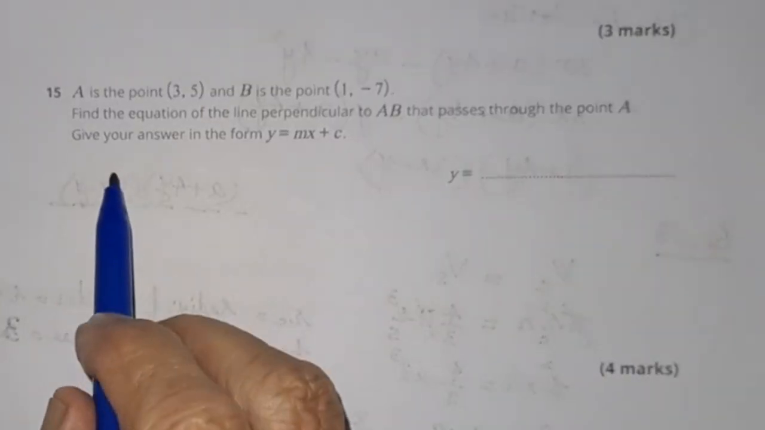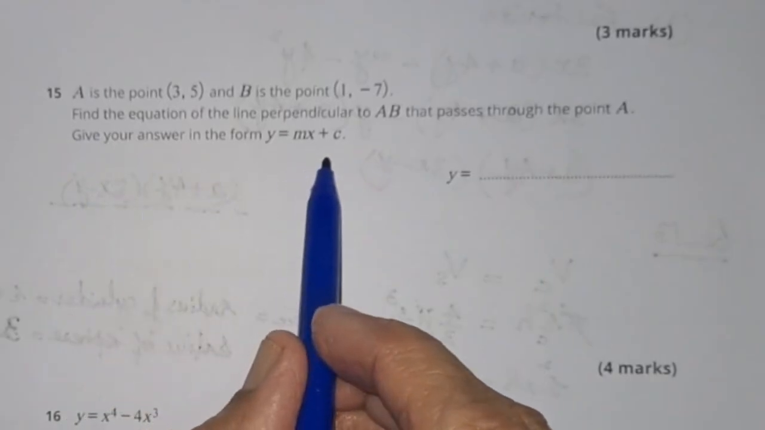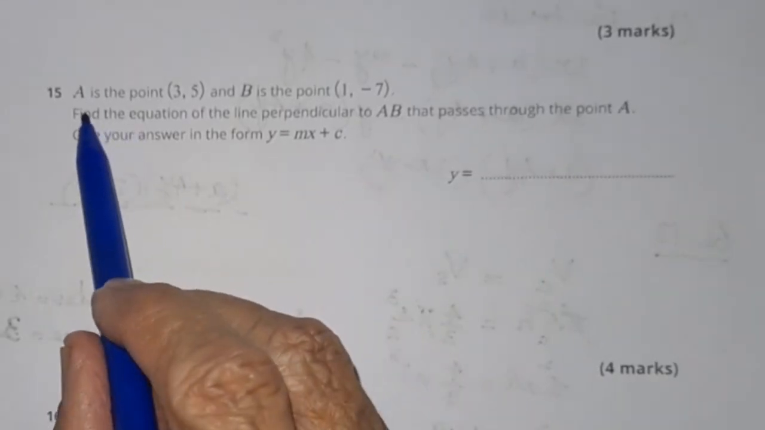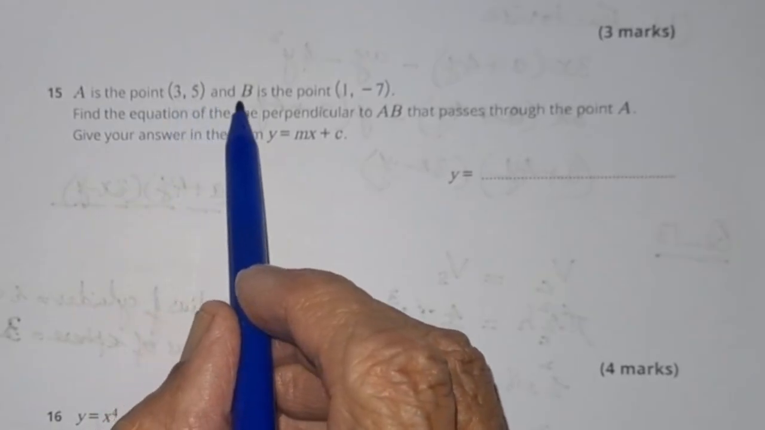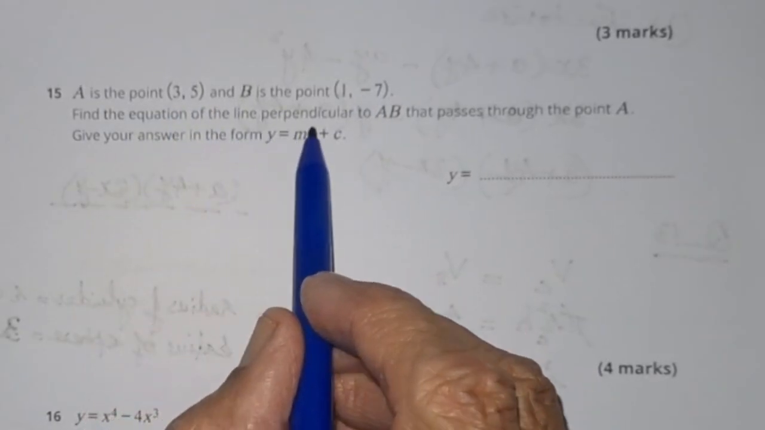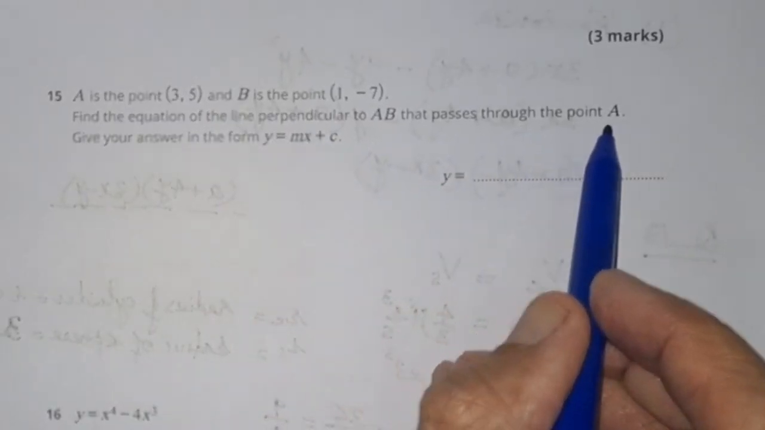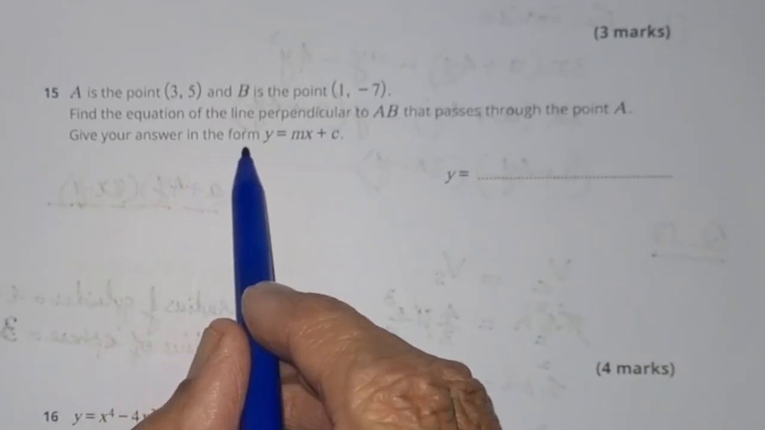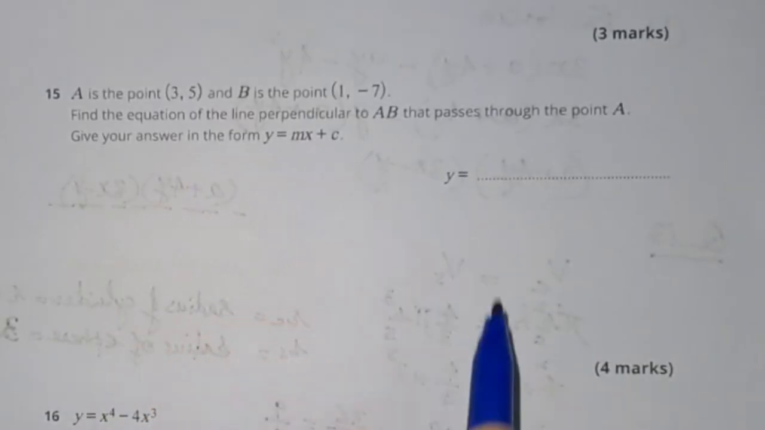Question 15 is about the equation of a line, and we have the question as A is (3, 5) and B is (1, -7). Find the equation of the line perpendicular to AB that passes through the point A. Give your answer in the form y is equal to mx plus c.